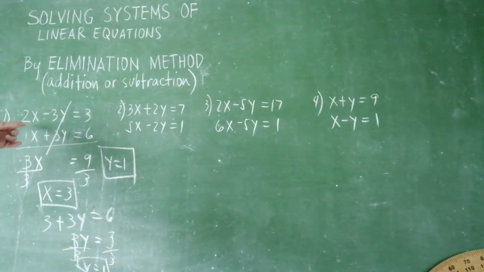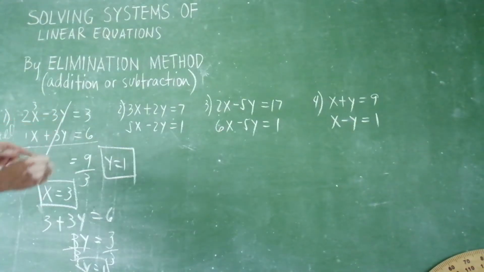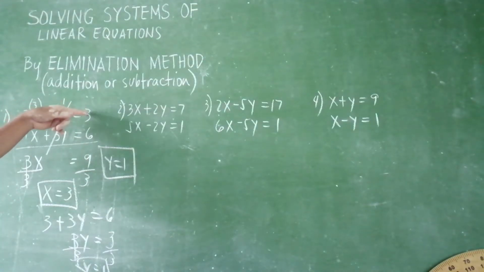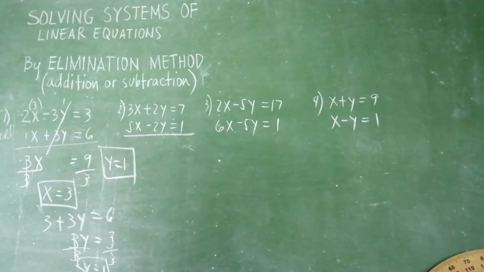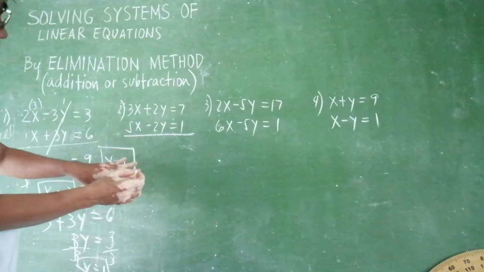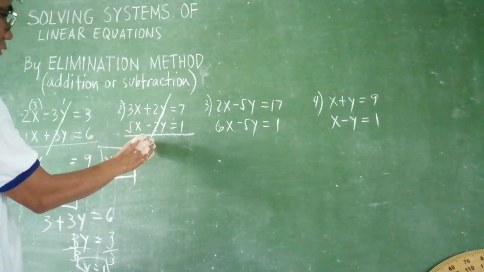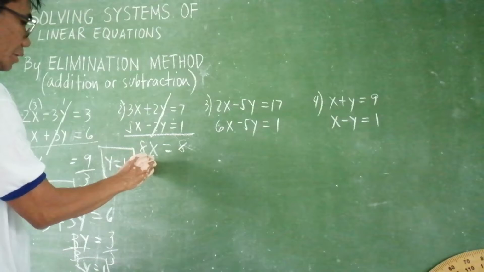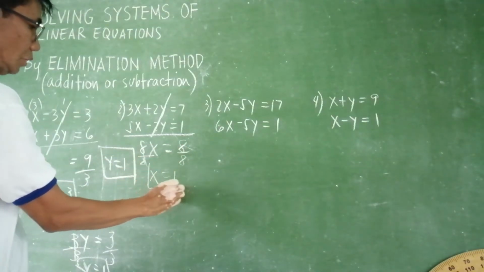You will check in the first equation, if x is 3, so 3 there, and y is 1, so this will be 6 minus 3 equals 3. Okay, so number 2, again in here, we are going to add, so when you add, you cancel 2y, and that will be 8x, and you add, that will be 8. So divided by 8, x will be equal to 1.